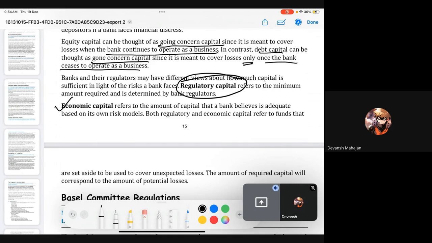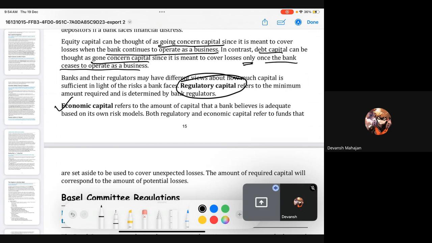So if a particular entity is very risky in nature, then they will need more capital in order to shield themselves from big losses. If it is a less risky business, then smaller capital will also do. So economic capital is the one that the bank calculates by itself, on our judgment, what amount of capital do we need to hold?